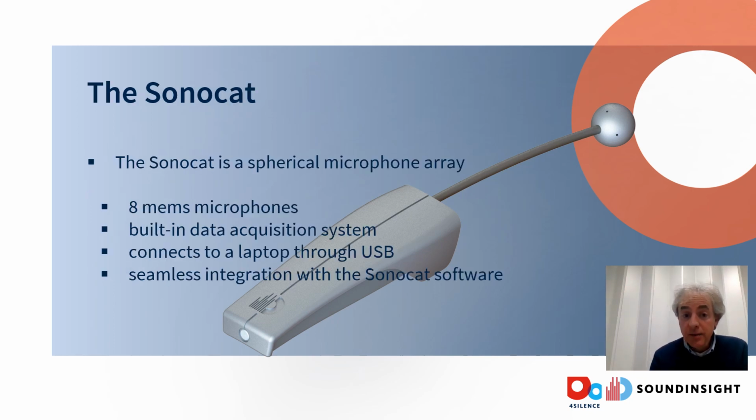So what's the Sonocat? Well, the Sonocat is a spherical microphone array shown here. I have it here in my hands as well. You see there's a sphere, and in that sphere we have 8 MEMS microphones. They're connected to a body, and inside the body we have a built-in data acquisition system where we store and retrieve all the data from the Sonocat, and then it's passed through a USB cable to the laptop, and you can store and save all the data there.